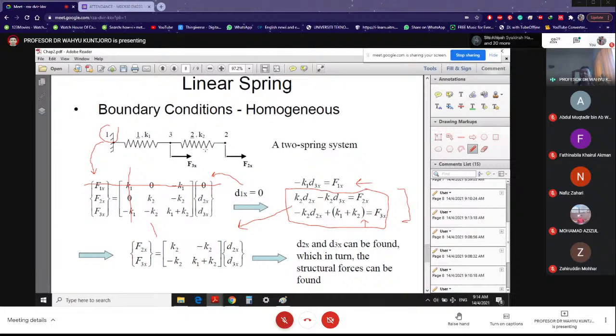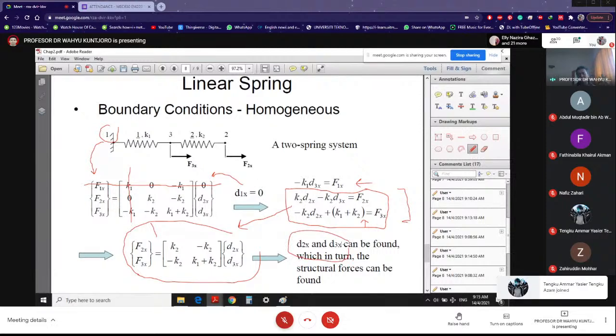After you expand each equation, then you combine the two equations, then you will obtain this structural equation. And then you introduce the boundary condition, displacement equal to 0 at node number 1, then you end up with this equation. So this is the structural equation after you introduce the boundary condition. And then after that, you can solve D2x and D3x. By doing that, you know the value of D1x, which is 0, D2x, and D3x.